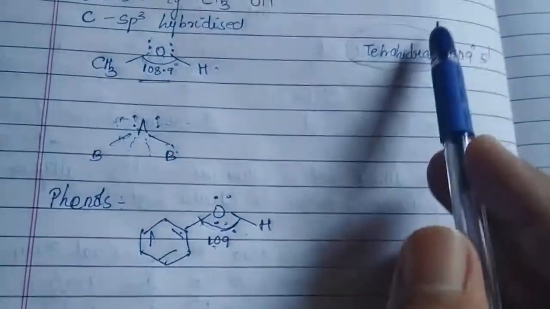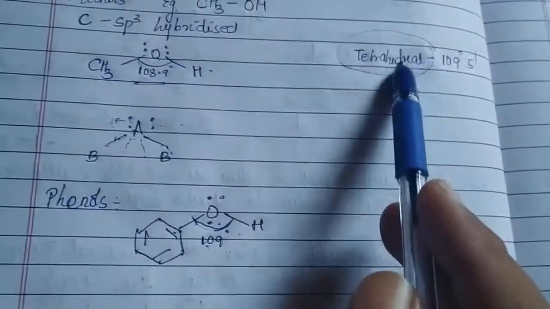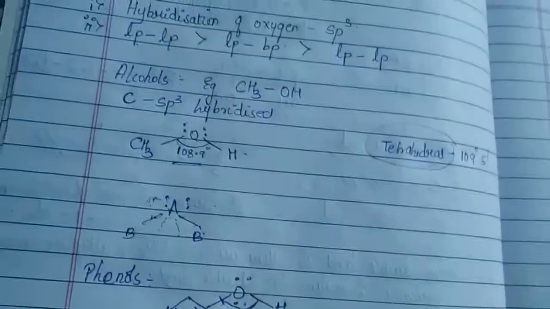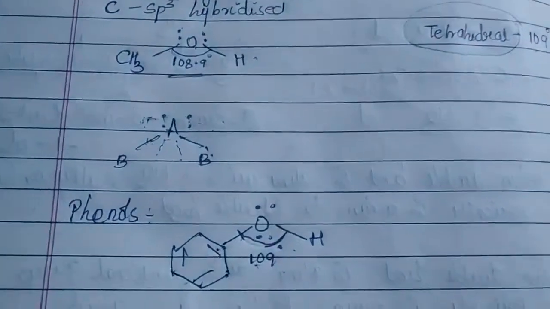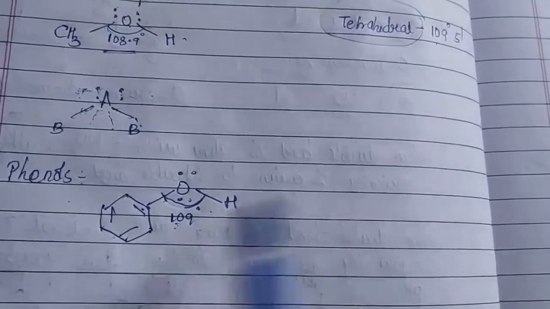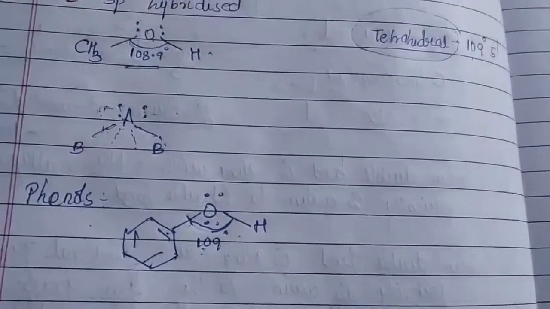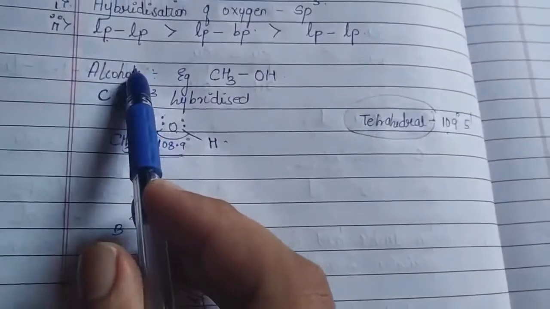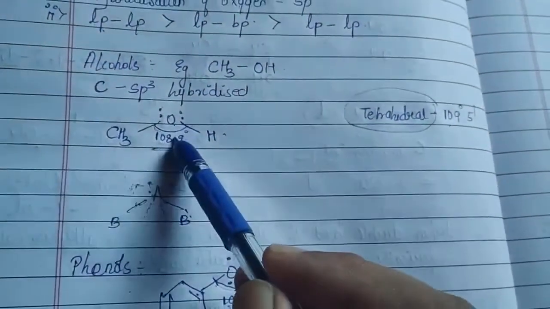Of course, the tetrahedral angle, it is less. How much should the tetrahedral angle be? It should be 109.5 degrees. That is why we call it the tetrahedral angle. But in phenols, what has happened? It is having nearly 109 degrees. Of course, it has been reduced. But when compared to the aliphatic alcohols, what we are seeing is that it is slightly more.